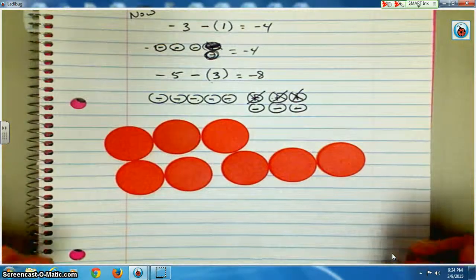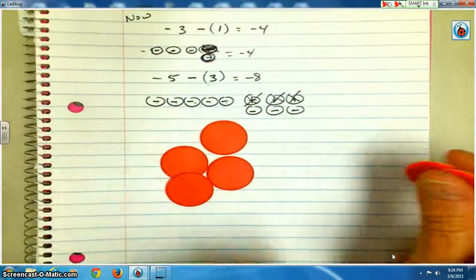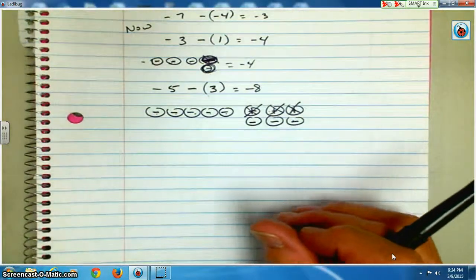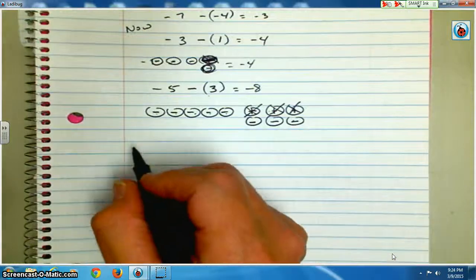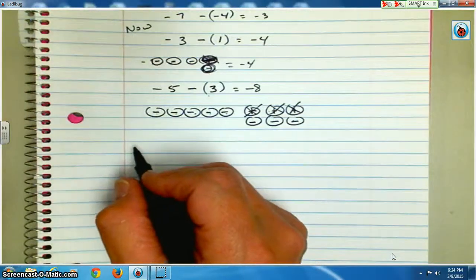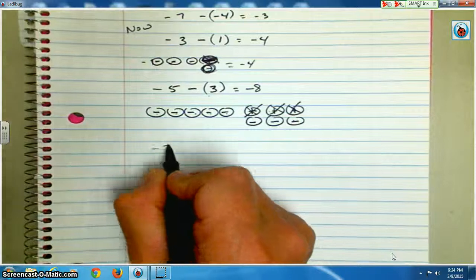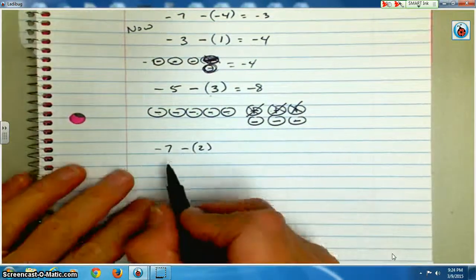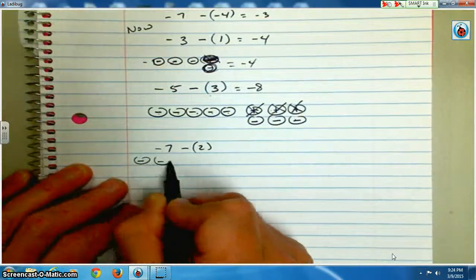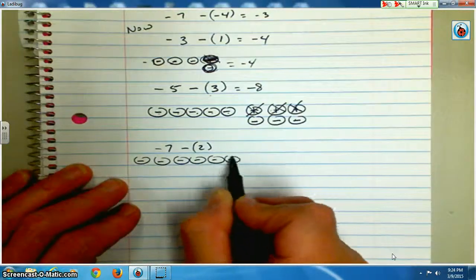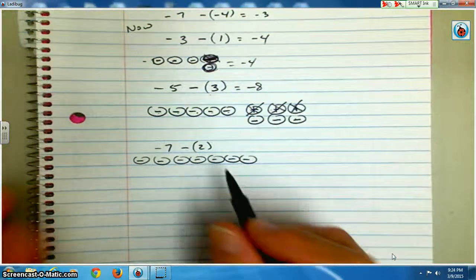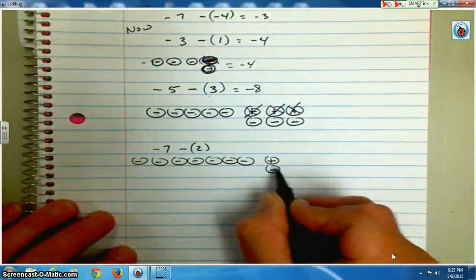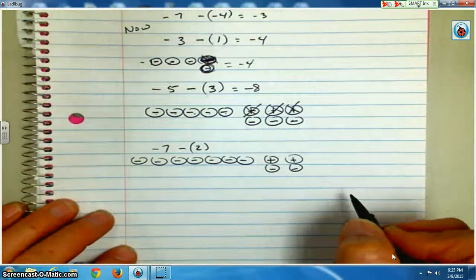Now we'll do another example like that, and again I'll draw on paper because you probably don't have chips at home to do this. So we're going to draw on paper. We're going to take an example like this, negative 7 minus a positive 2. So on paper, our negative 7, 1, 2, 3, 4, 5, 6, 7, and we have no positive chips to subtract, so we have to add 2 0 pairs, 1 and 2. There's our 2 0 pairs.